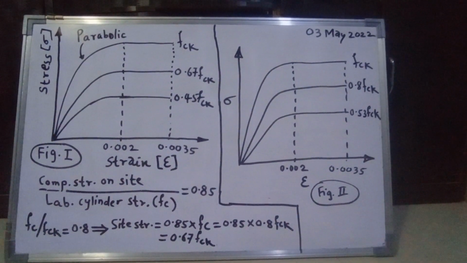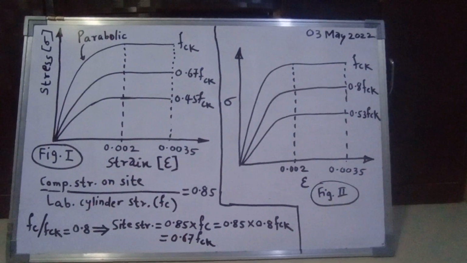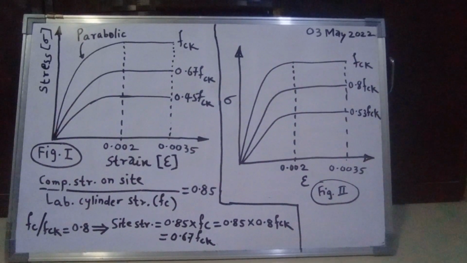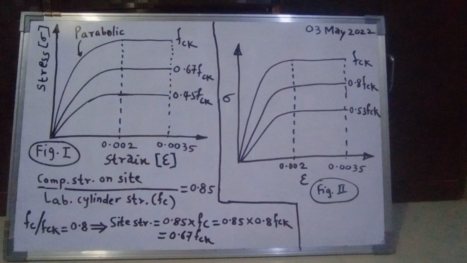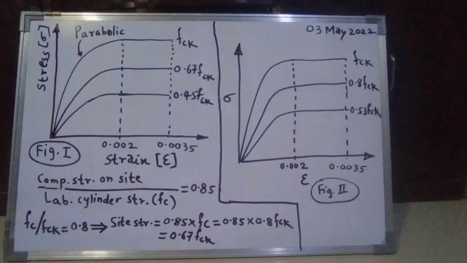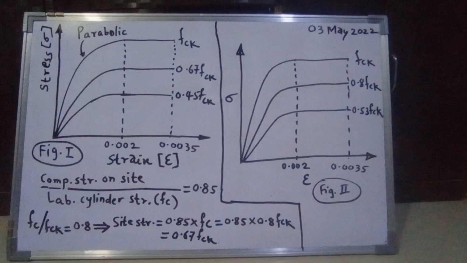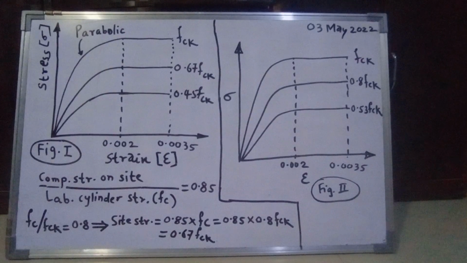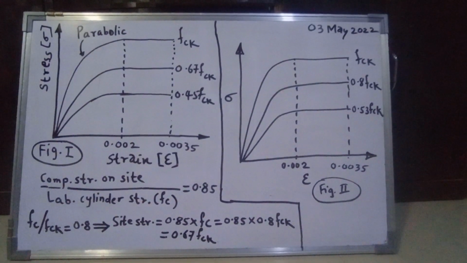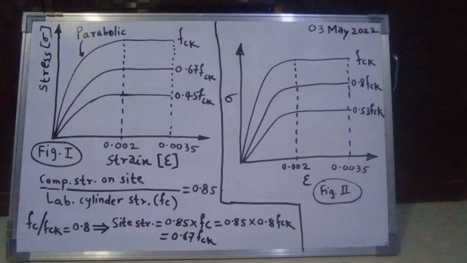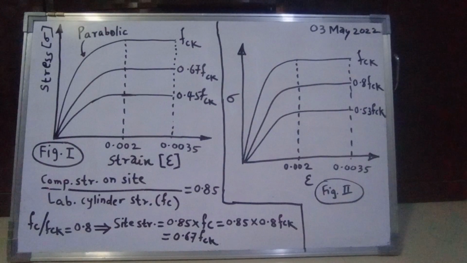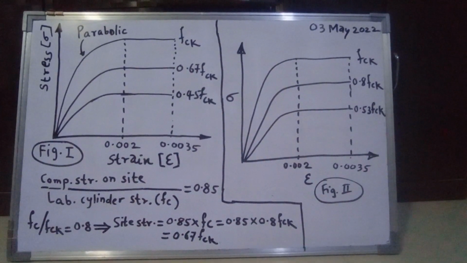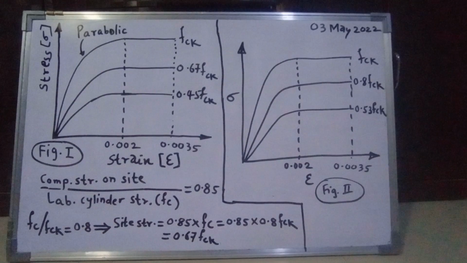If we look at figure number 1, it is the idealized stress strain curve of concrete as given by Indian Standard 456 2000. So let us see about that curve in brief. It is a well known fact that initially the curve is parabolic and then it is assumed to be straight. So up to 0.002 strain it is parabolic, and from 0.002 up to 0.0035 it is assumed to be straight.